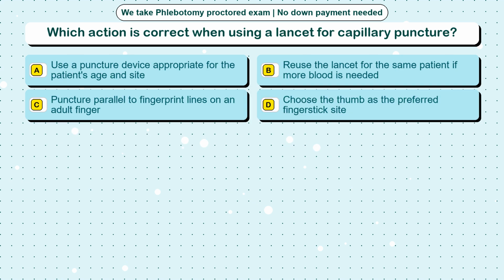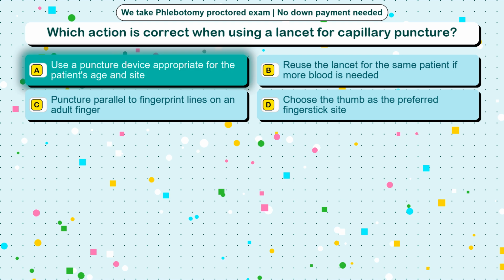Question 41. Which action is correct when using a lancet for capillary puncture? Option A. Use a puncture device appropriate for the patient's age and site. Option B. Reuse the lancet for the same patient if more blood is needed. Option C. Puncture parallel to fingerprint lines on an adult finger. Option D. Choose the thumb as the preferred finger stick site. The correct answer is option A. Use a puncture device appropriate for the patient's age and site.